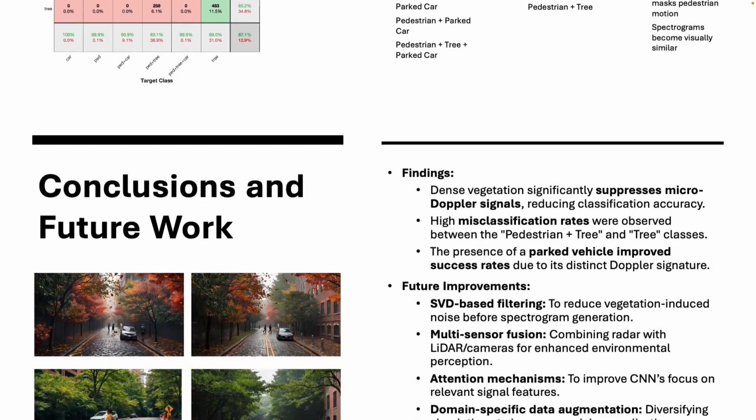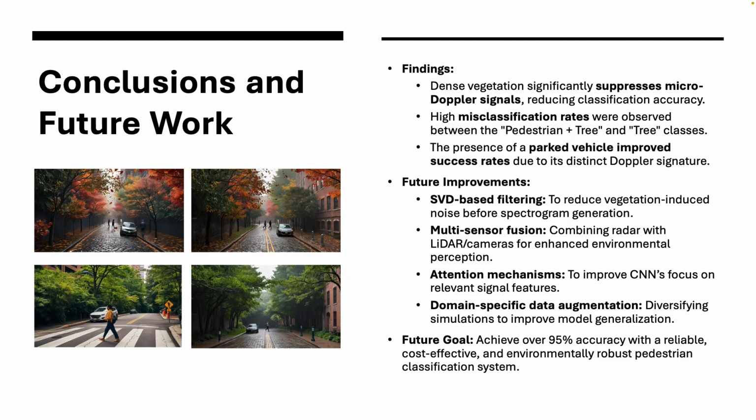or masked. In conclusion, this study demonstrated that the classification accuracy of radar-based pedestrian detection systems might be significantly affected in environments with dense vegetation in some cases. In particular, it reveals that the CNN might struggle to distinguish human micro-Doppler signatures from similar patterns caused by the branches. So, to address that, we propose 4 main improvement directions for the future.